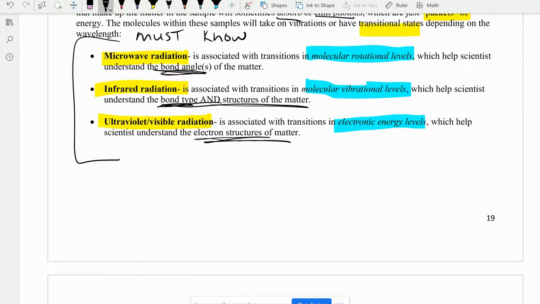So you can see here that microwave, infrared, UV, and visible radiations can cause different transitions within matter. Those transitions give rise to different types of molecular movements. They could either be, one more time, rotational, vibrational, or electronic. And what that translates to is either a description or an understanding of the bond angles, the bond types, or the electron or electronic structure of matter.